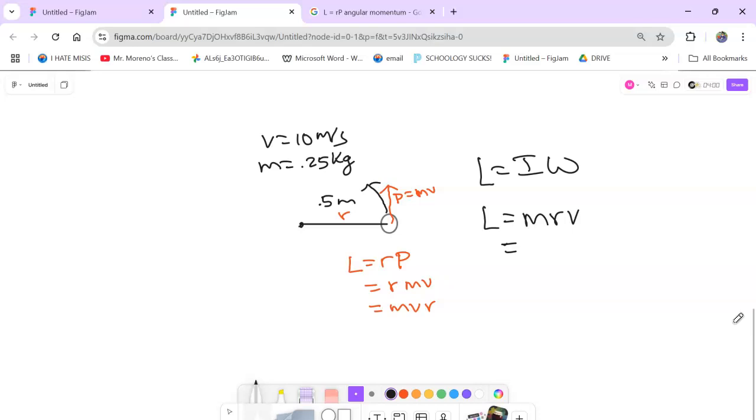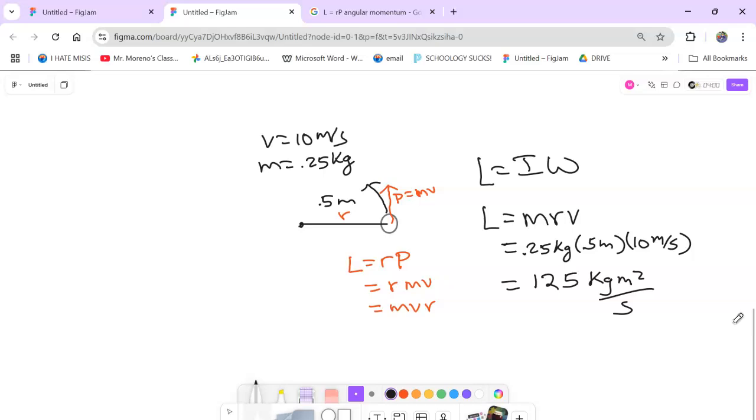L equals mvr. All right, let's see here. The mass is 0.25 kilograms. The radius is 0.5 meters, and the velocity that it is traveling is 10 meters per second. You need to be in meters per second. And so when you multiply this out, let me put this in a calculator. You get 1.25 kilogram meters squared per second, positive.